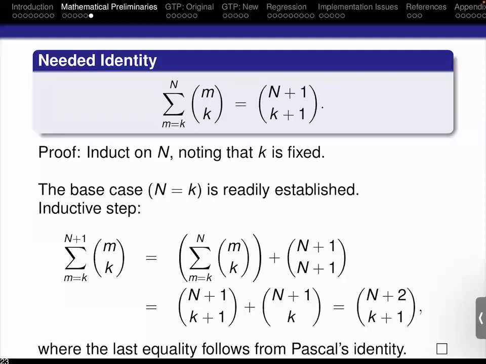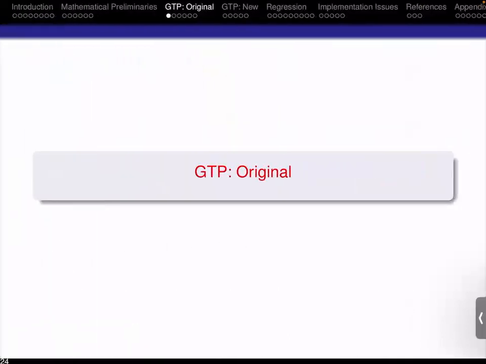In Pascal's triangle, if I sum two elements that are next to each other, then the answer is one row down in between. So we just use Pascal's formula to finish the proof. All right, so that's all the preliminaries that we need.